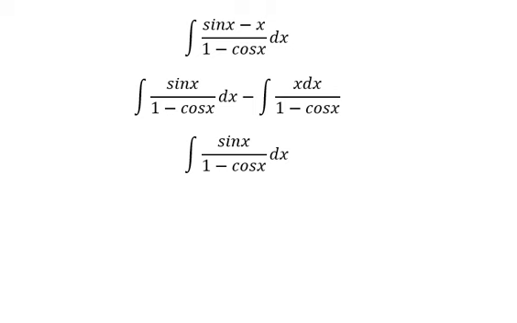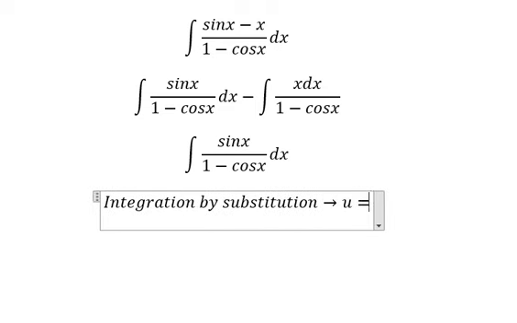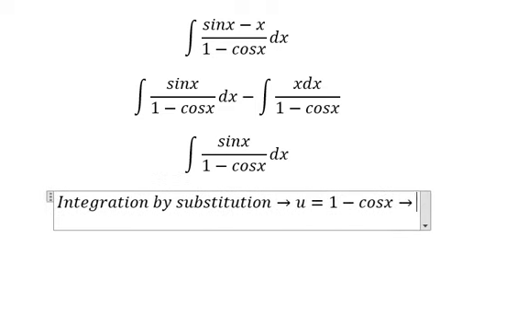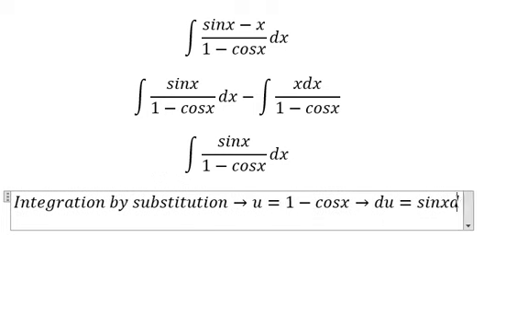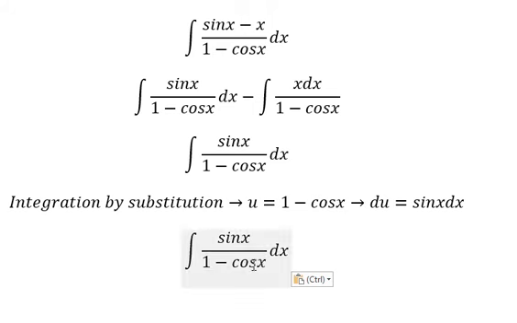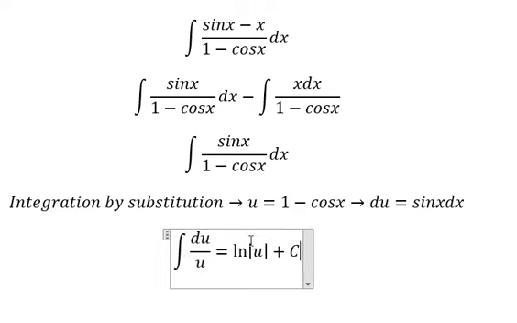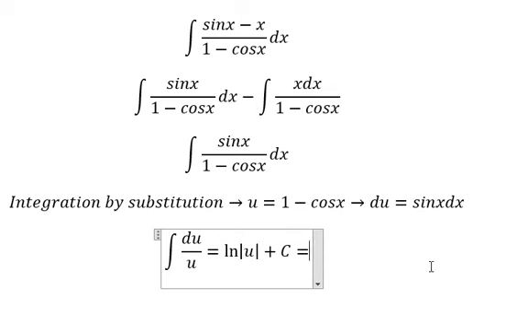We need to use integration by substitution. u equals 1 minus cosine s. du, we got sin s ds. So this one we change for u, and sin s ds we change for du. And then we got ln of the absolute value of u plus c. About u, that's 1 minus cosine s.